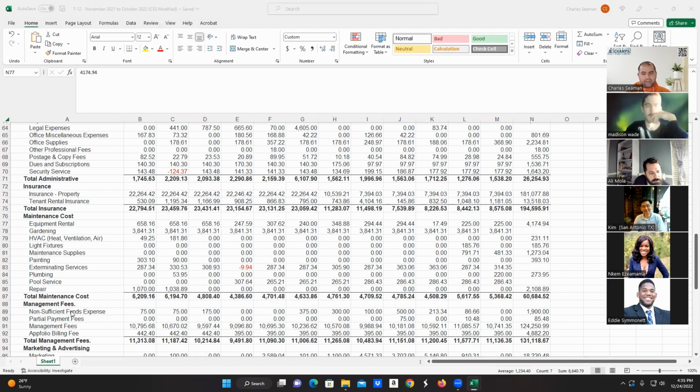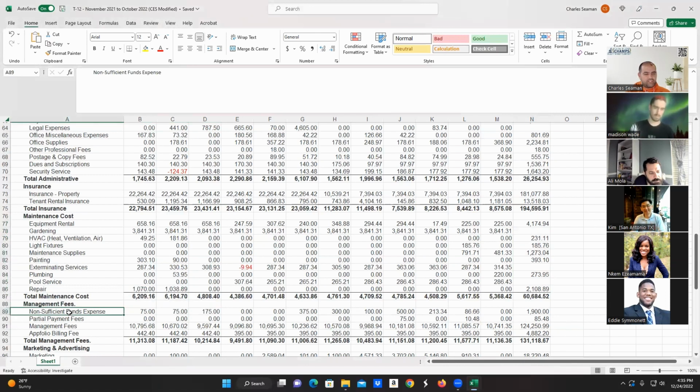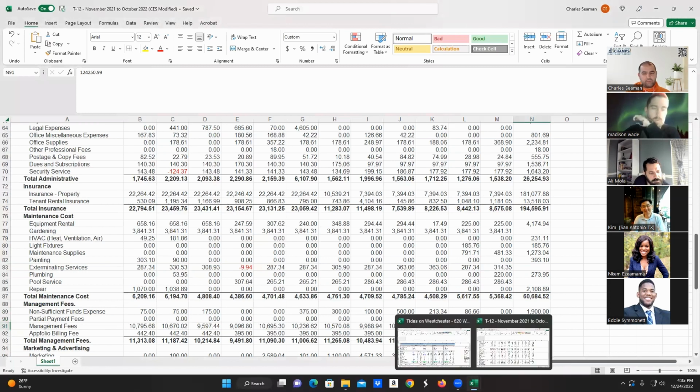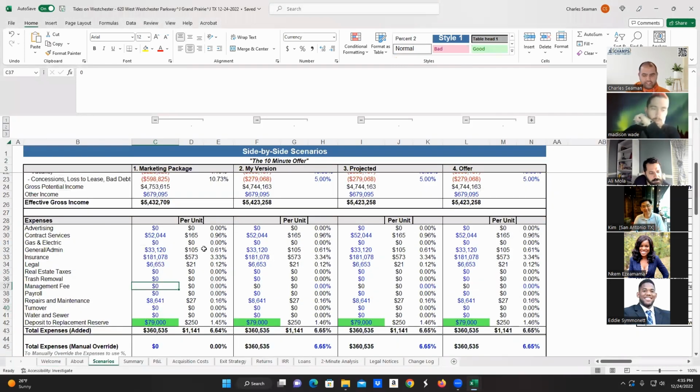Okay, so then the next item they're classifying as management fees. What do you guys think? Are these all management fees? That Folio billing fee, right? Could that be a G&A? Yep, very good. Is there anything else that should be broken out? Non-sufficient funds expense? Should that be a G&A? Yep. And partial payment fees? Yep, very good. Okay, so we'll take our management fee here, $124,250.99.